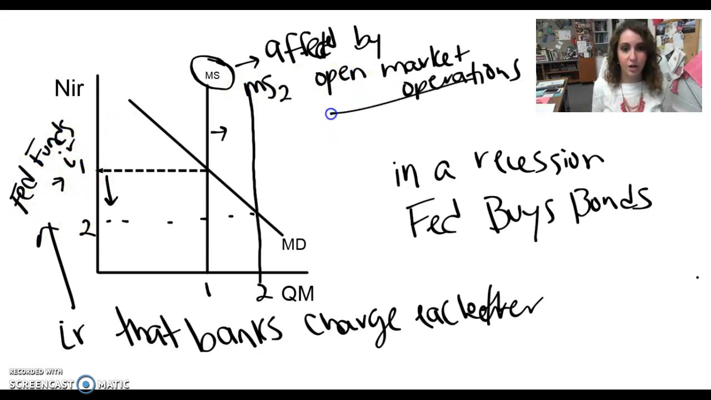So open market operations affect the Fed funds rate. The Federal Reserve doesn't have direct control over the Fed funds rate, but they have direct control over buying and selling of bonds, which changes the Fed funds rate. And once again, just the opposite. If they are in a period of expansion, hold on, I'm going to pause.